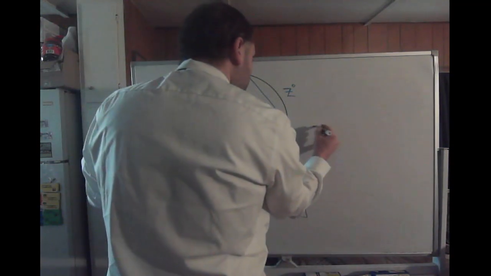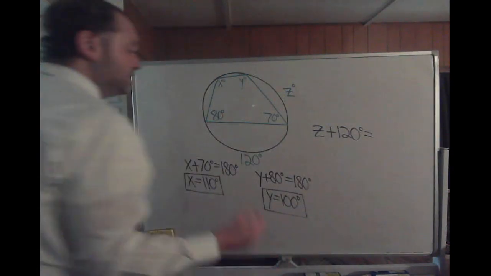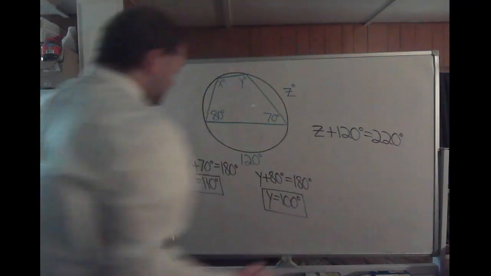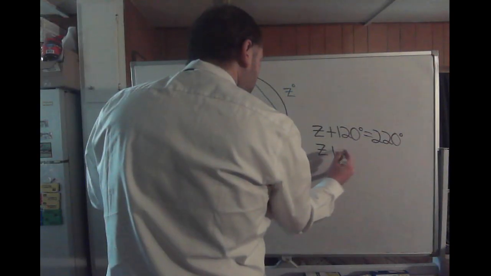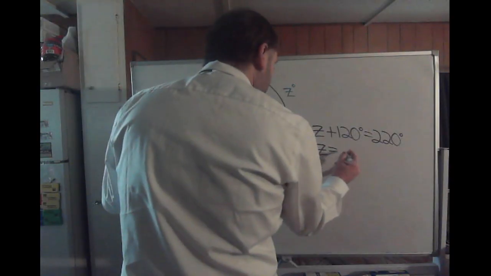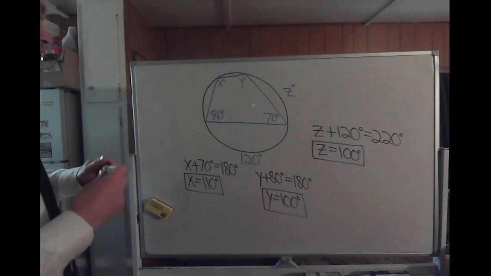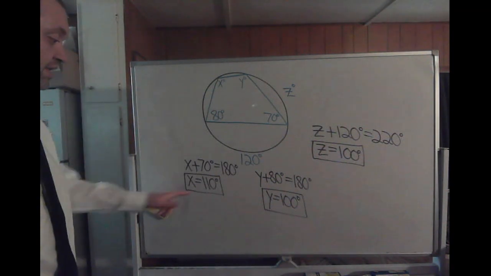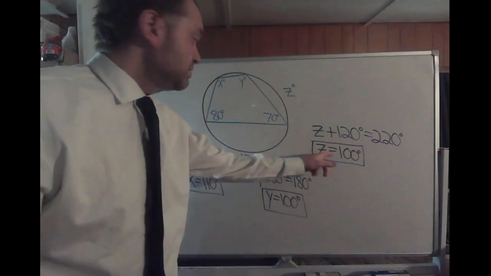So you would take Z plus 120 degrees. You would then set that equal to 220 degrees. Since double 110 is 220, then you should get that Z would have an arc measure of 100 degrees. So then you should end up having that X is 110 degrees, Y is 100 degrees, and then Z, that arc, is also 100 degrees.